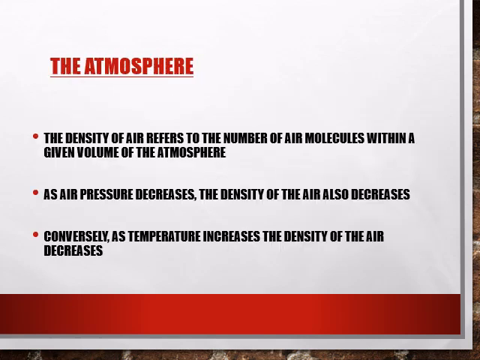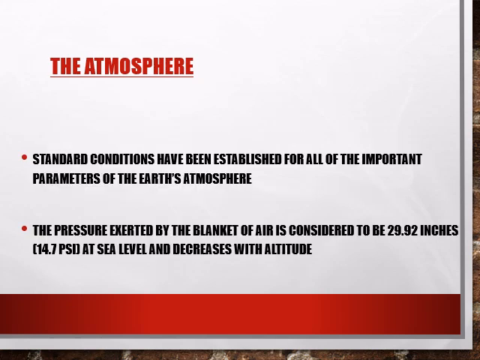Air density is essentially how tightly packed the air molecules are in a given volume. When atmospheric pressure drops, so does air density, and as temperature increases, the density decreases even further. These variations become crucial in aviation, especially when managing cabin pressure and oxygen systems. To standardize measurements, we define sea level pressure as 29.92 inches of mercury, or 14.7 psi. As altitude increases, pressure decreases. These standard conditions help us design and test aircraft systems for real-world performance.